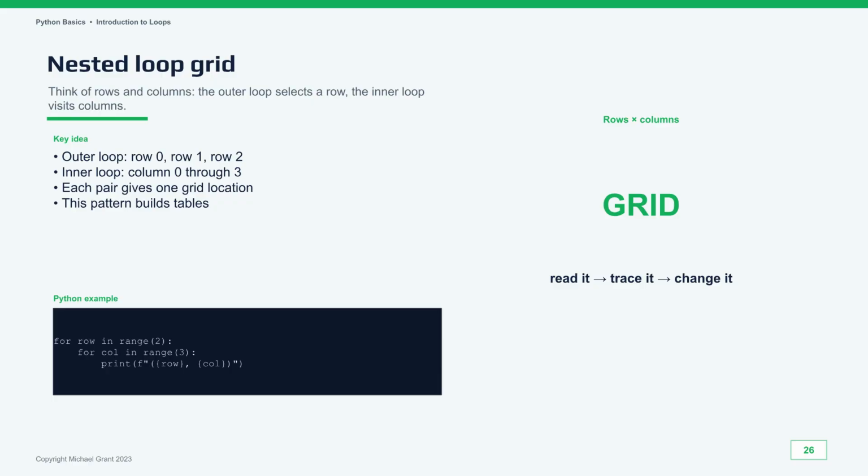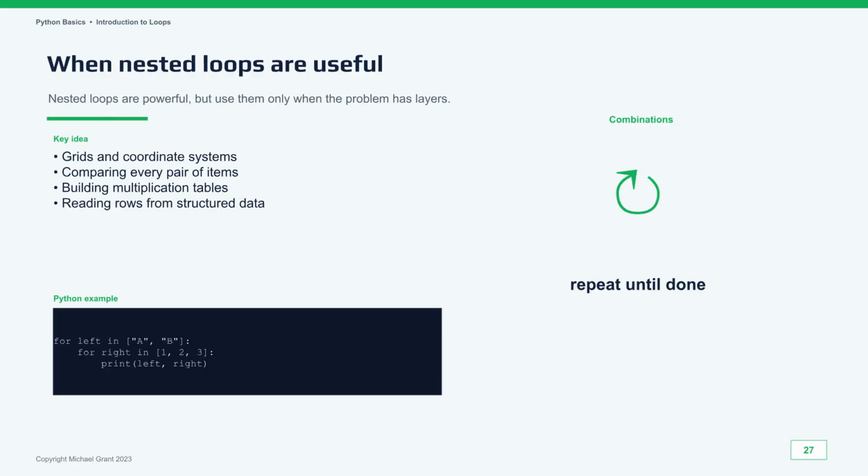This pattern is the foundational building block for constructing tables. You should use nested loops when your problem has multiple layers, such as comparing every item against every other item, or when you need to perform calculations that span across a coordinate system.